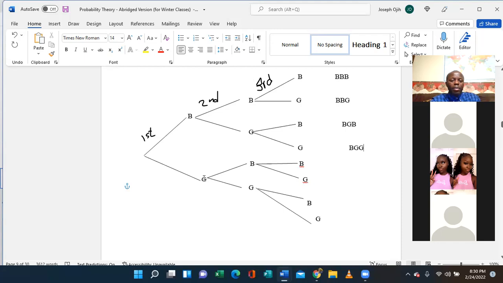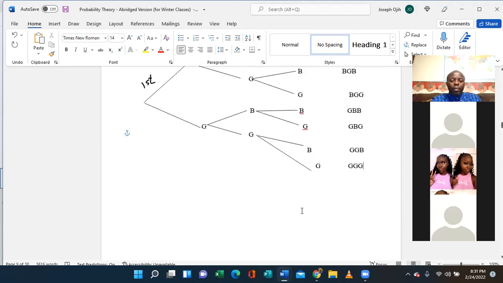Now for this side, it can be that the first child is a girl, second child is a boy, and third child is a boy. Have it here as girl, boy, boy. So we follow that pattern: girl, boy, and girl. Or it can be 2 girls and a boy, here: girl, girl, and boy. Or it can be all of them girls, girl, girl, and girl.